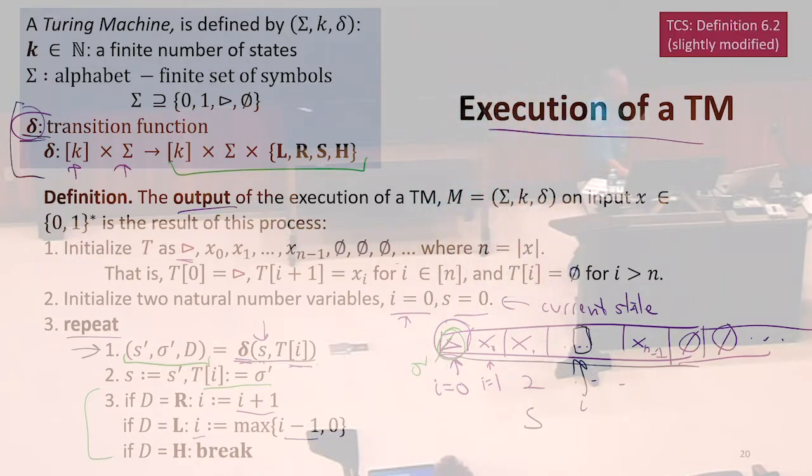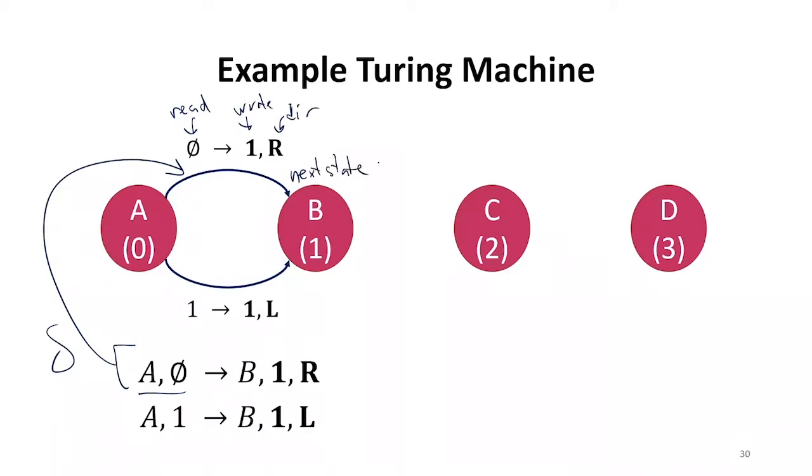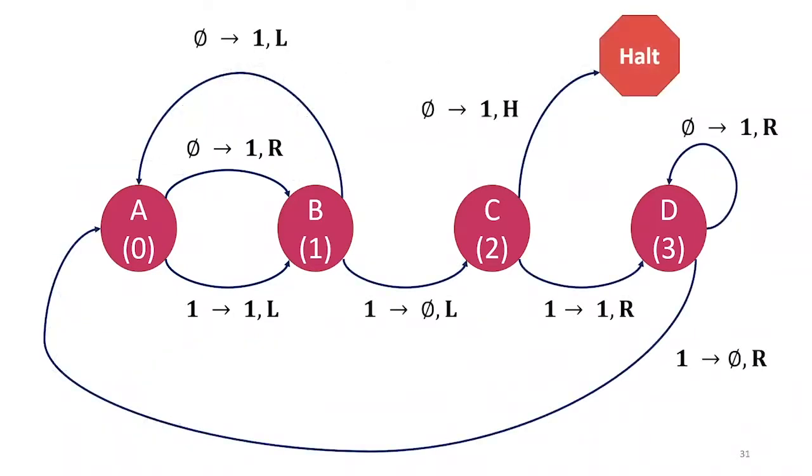So if we draw that, we're going to draw the states, and we're going to use the edges to show the other things. That's what this means. So this is the two inputs. That's this transition rule, where this is the read symbol, this is the write, this is the direction, and this is the next state. So I have a simple four-state machine, so you should be able to execute that.